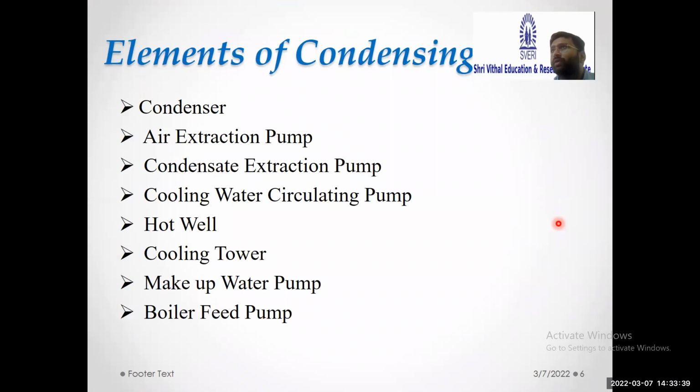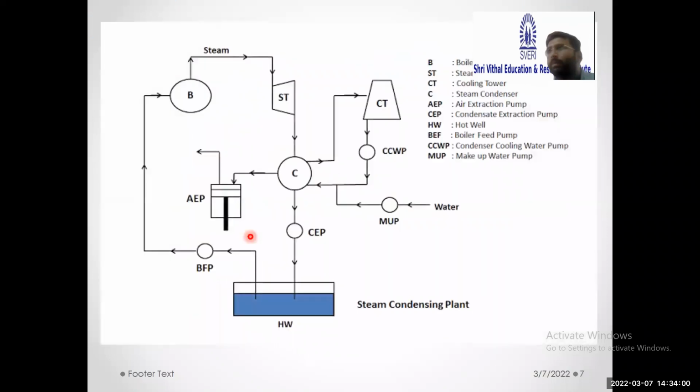Now, what are the components of a condenser? Elements of a condensing unit. First is the condenser. Second is the air extraction pump. Third is the condensate extraction pump. Fourth is the cooling water circulating pump. Fifth is the hot well. Then cooling tower, makeup water pump, and boiler feed pump. So we'll see in this diagram, so your understanding will be more clear.